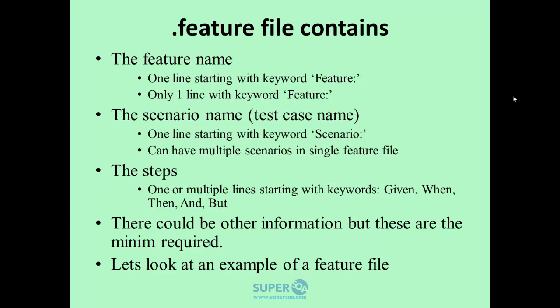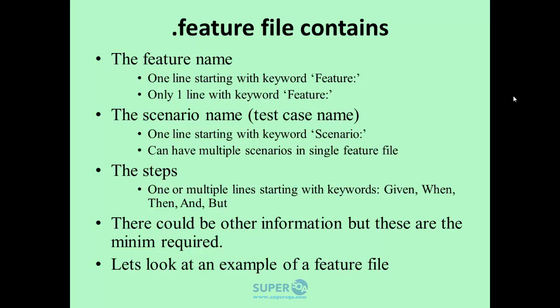Then you have the scenarios, the scenario name, which means the test case. A scenario is basically a test case. It's the simplest form of testing. That's the one small scenario. But you can have multiple scenarios in a file. You're testing the feature. Let's say a feature is login, and you have all the test cases for login under the feature, and each one of those would be scenarios. Each scenario starts with the keyword scenario colon.